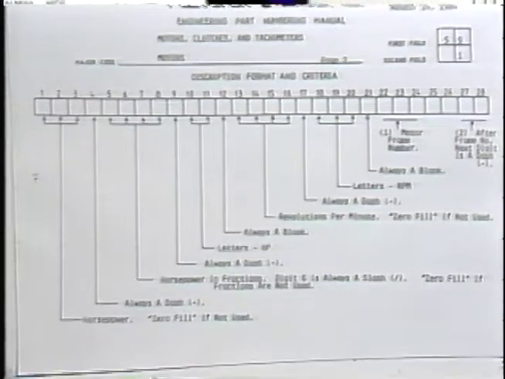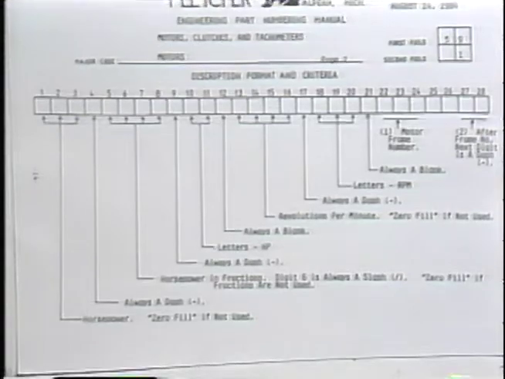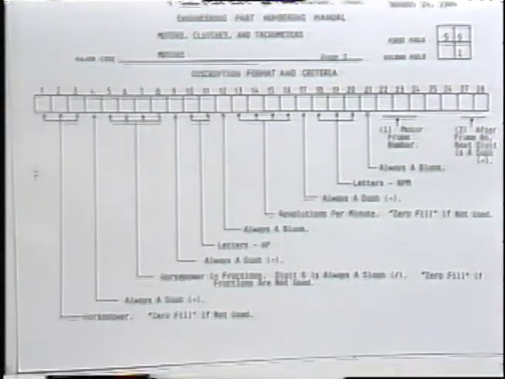We have 28 digits. We've got to do some abbreviation. And then we continue onward. When you look at digits 22, 23, and 24, those are the motor frame numbers and so forth. This, again, is tailored to the specific user.